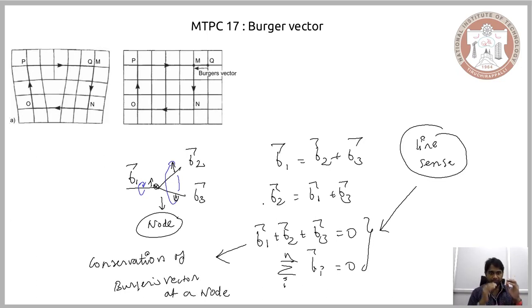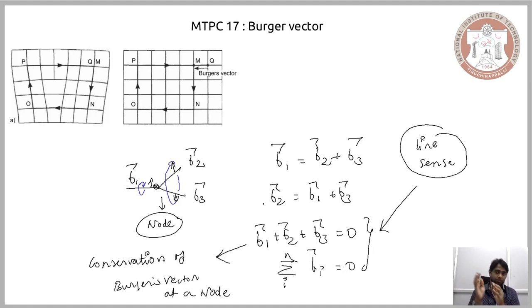So that means we are largely talking about the perfect material wherein the distortion is pretty low. So we can equate B1 as the summation of B2 and B3. This we have arrived at by appropriately constructing the Burgers circuit. Now we can make a specific line sense convention, and we can express this relation as the summation of the Burgers vectors being equal to 0. We can express it as the conservation of the Burgers vector.